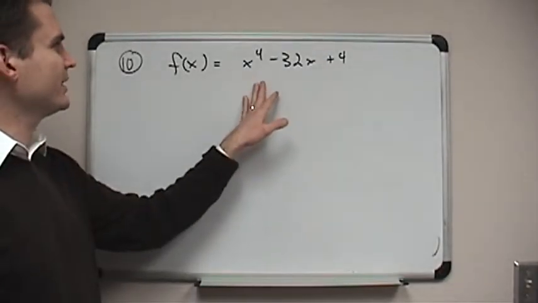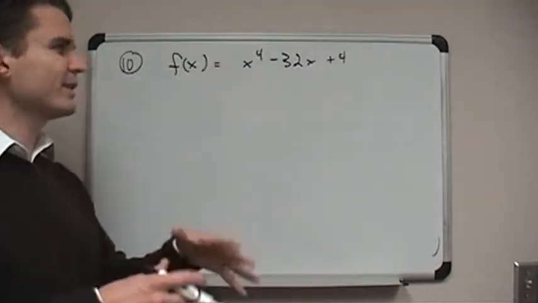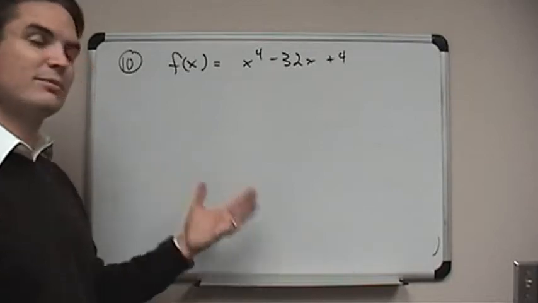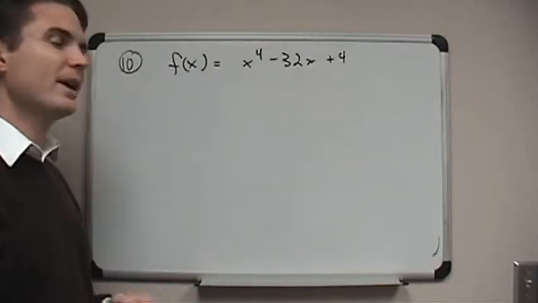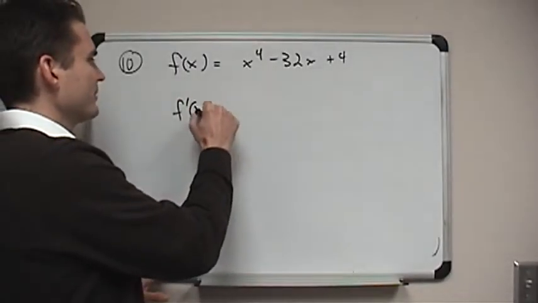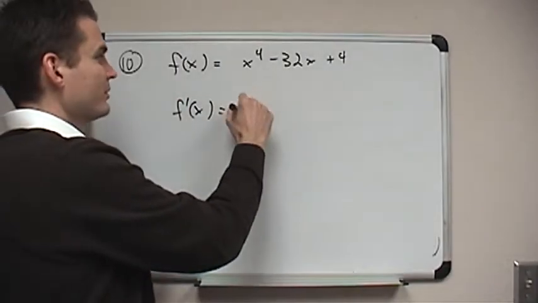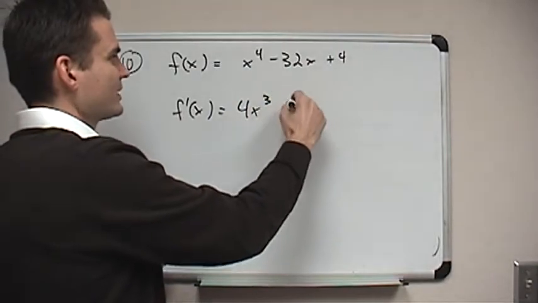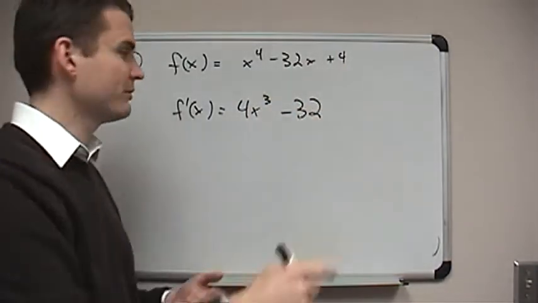So the question here is, here's this function. Does it have any relative extrema? Does it have any relative maximums or minimums? Okay, well, how do we find that without graphing? Well, first of all, we look at the derivative. The derivative of this function is going to be 4x cubed minus 32. The derivative of 4 is 0.